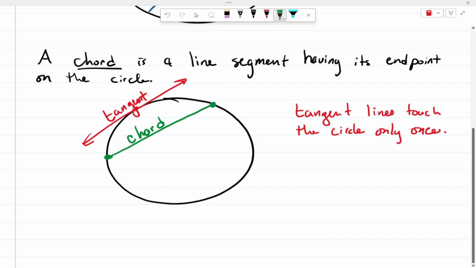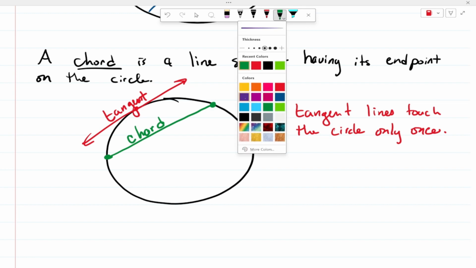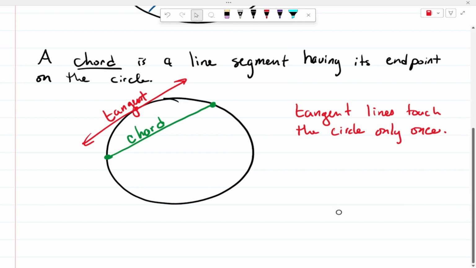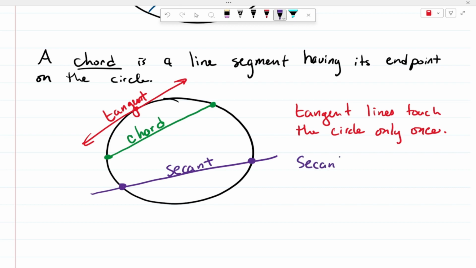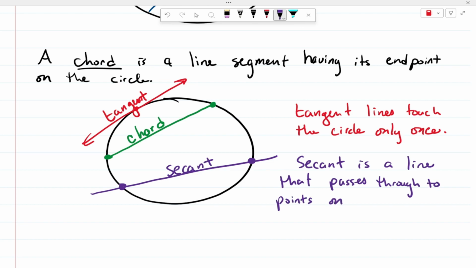And we do have one more type of line that we associate with circles, and this is called a secant line. So I'm going to use a different color for this. We'll use purple. So a secant line is similar to a chord in the sense that it touches the circle twice. However, it goes through the circle. So this is called a secant line. So a secant line is a line that passes through two points of the circle.